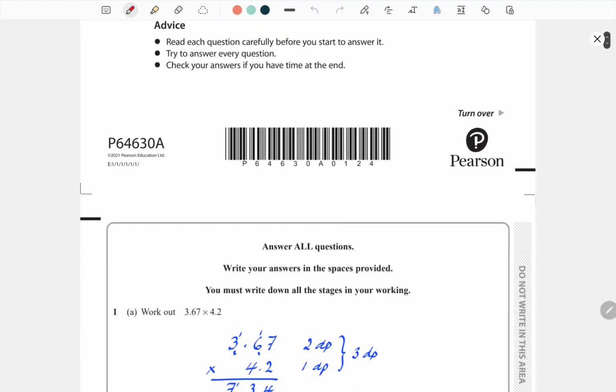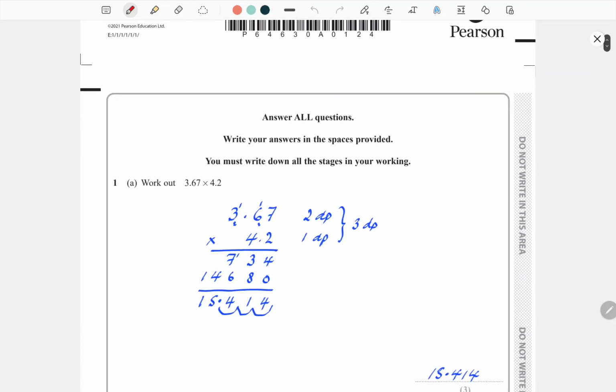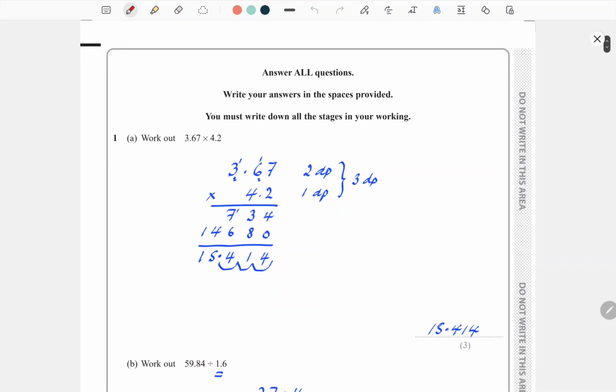Right, now to jump straight into the paper itself, I'm going to try and get the video down to as short a time as possible.